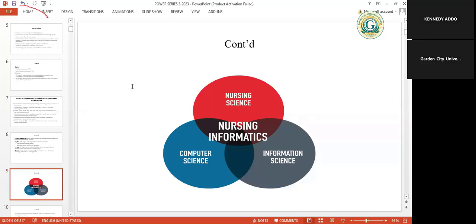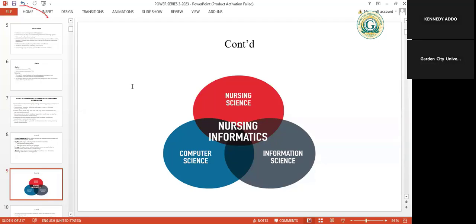Now, if you look at the three oval shapes you see here, we are looking at the intersection of computer science, nursing science, and information science, as they all revolve around nursing informatics. It means that these are the key pillars of understanding nursing informatics.